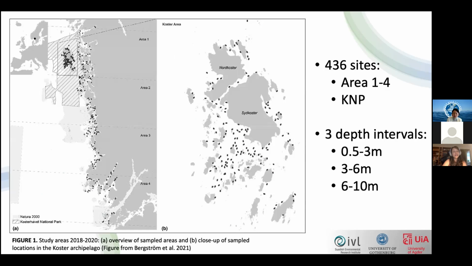So what we have done is that we have surveyed 436 sites, which are divided into 5 different areas. The ones that we have called area 1, 2, 3, and 4, and the Coster National Park. These range in depth intervals between 50 centimeters down to 10 meters depth.